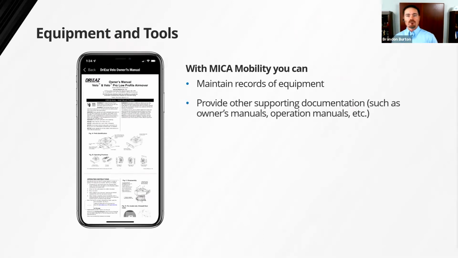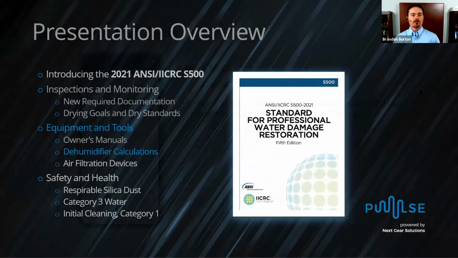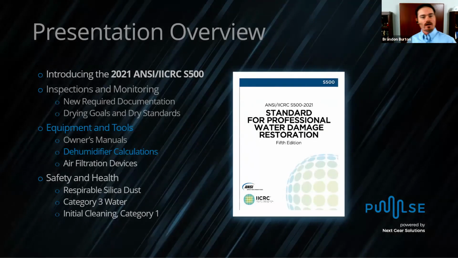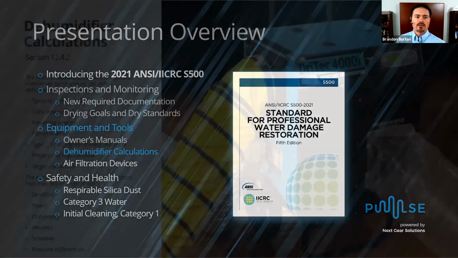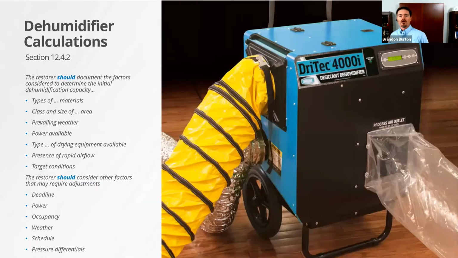The next space I wanted to touch on, now that we've gone through the equipment and tools on the owner's manual side, is the calculation side. I get a lot of questions about the dehumidifier calculations and whether or not they changed. The good news is that in this update of the S500, there's really not a lot new to learn here, because the dehumidifier calculations recommended in the previous reference guide are now the same dehumidifier calculations in the appendix document.